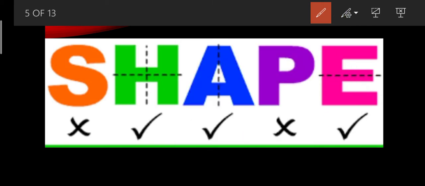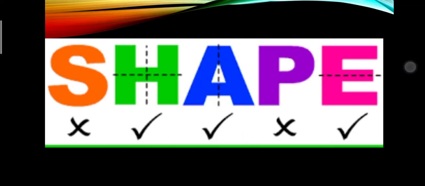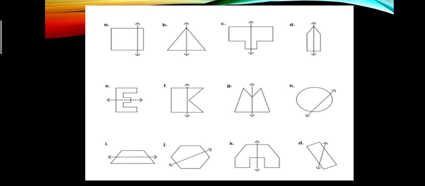You understood, student? Now let's move ahead. In this figure, we have to identify which line of symmetry is correct for the figure. If it is correct, we will put a right, and if it is not correct, we are going to put a cross. Okay, let's begin.